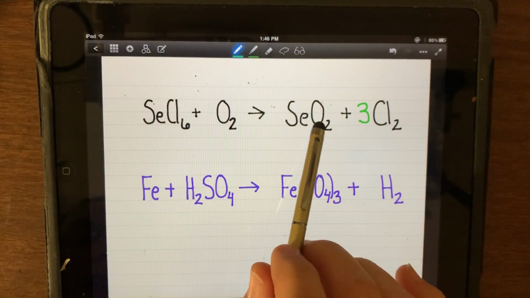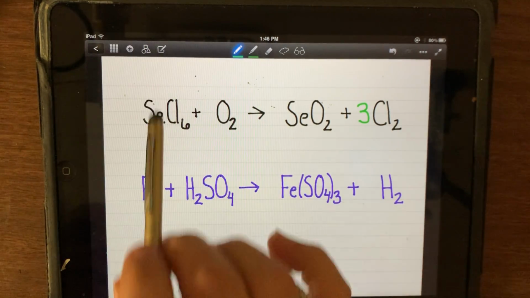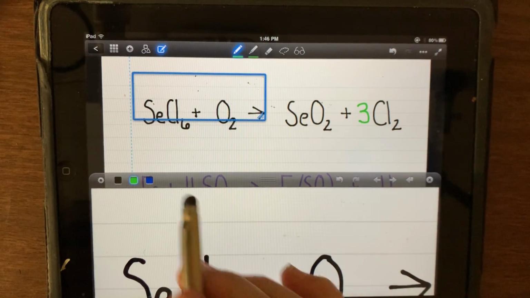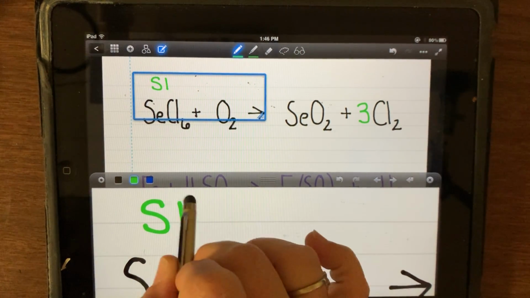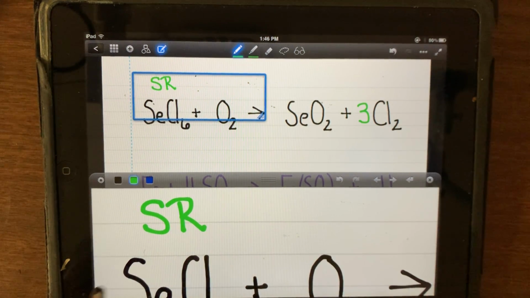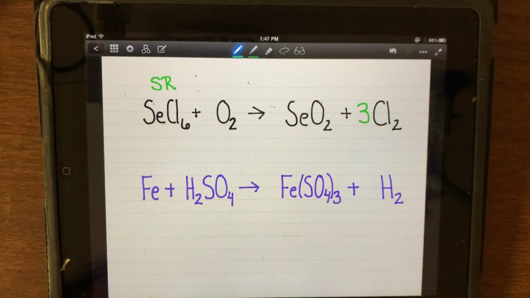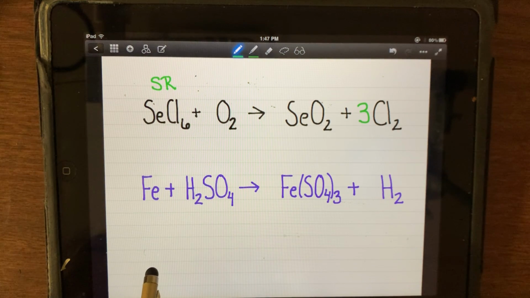And now let's check our oxygen. I have 2 oxygen here, 2 oxygen here. This is balanced. Now, last thing I'm going to point out, I have somebody by themselves, somebody by themselves. We're going to call this a single replacement reaction, so I'm going to put an SR for single replacement. Some people may argue that the oxygen, since that is a compound, acts as a double replacement, but we're going to classify it as single replacement at this point.